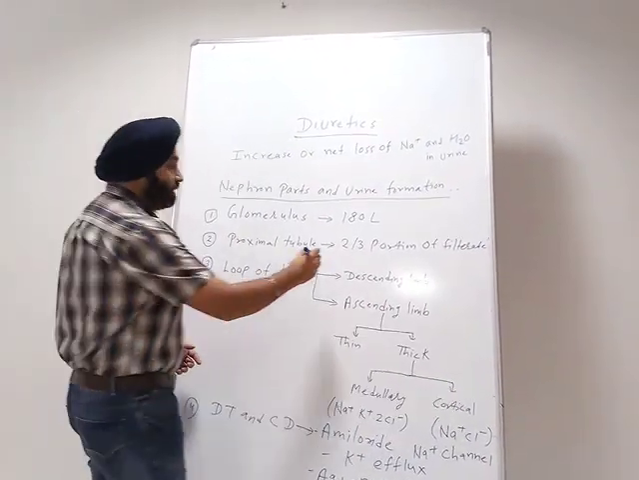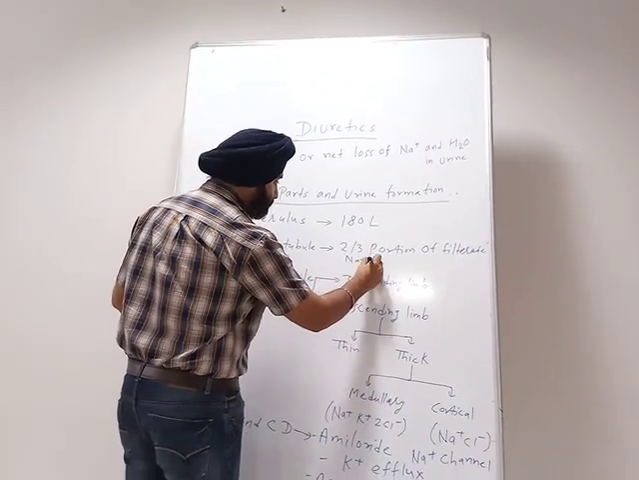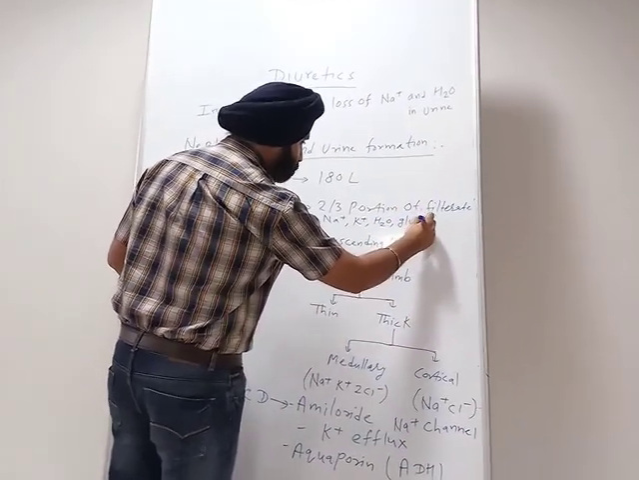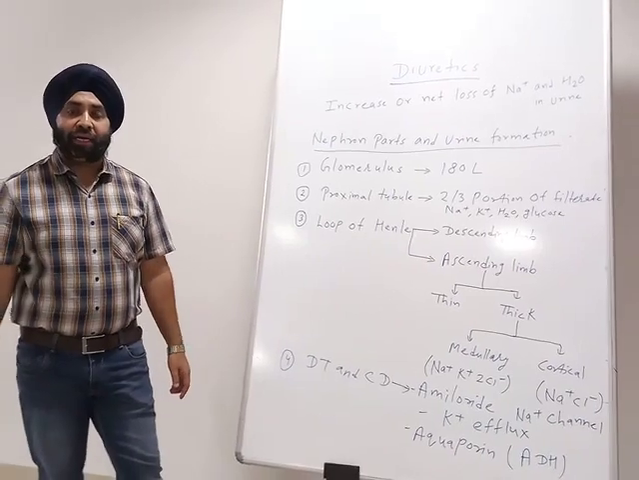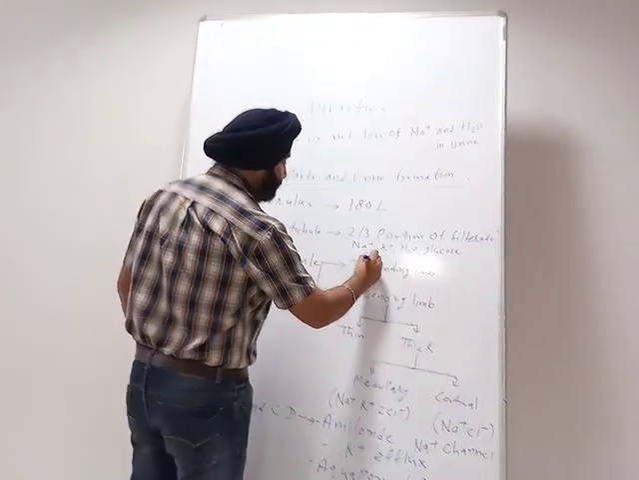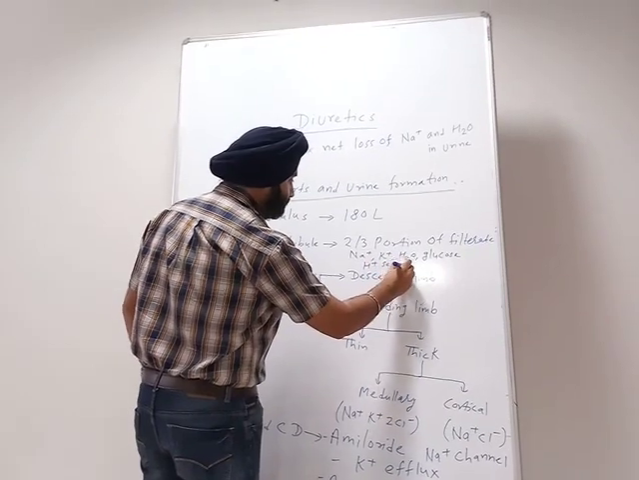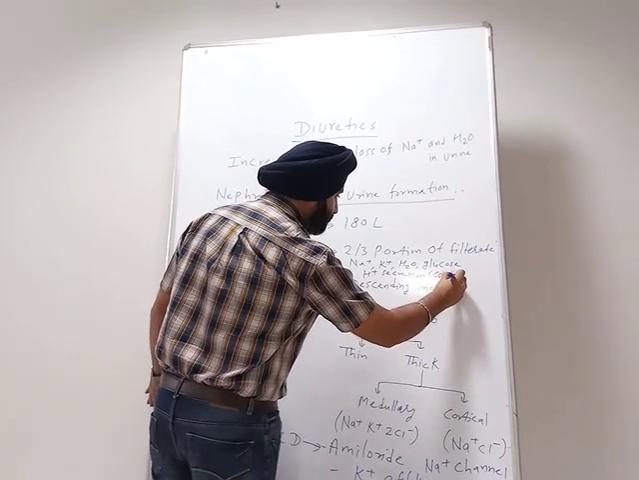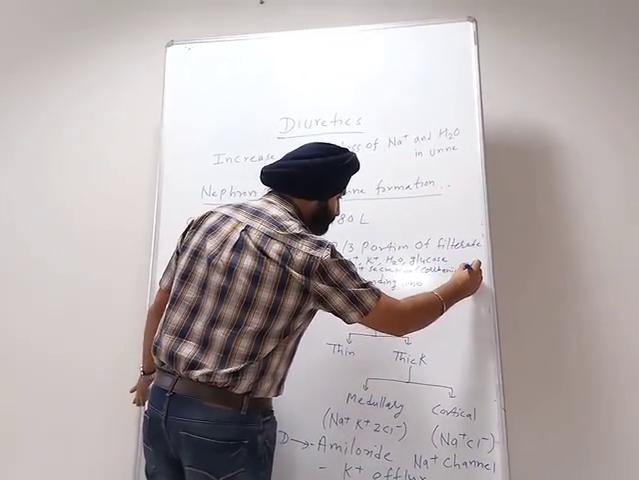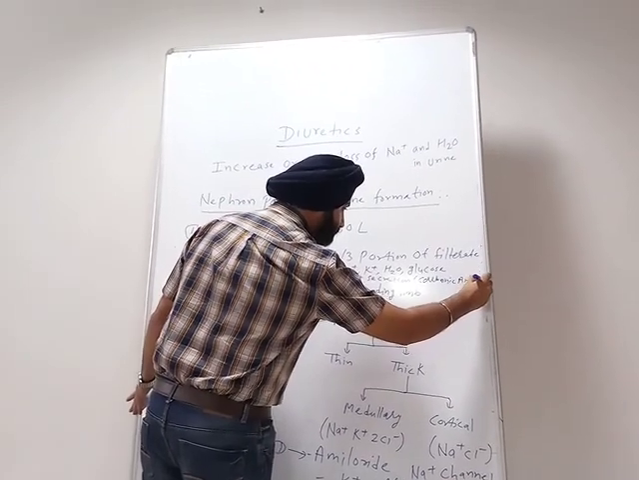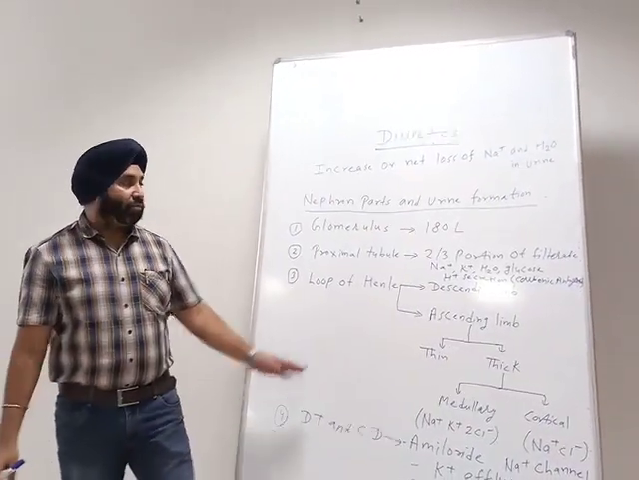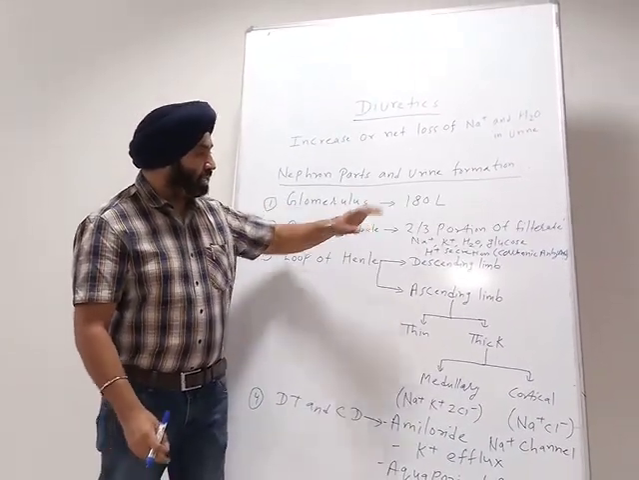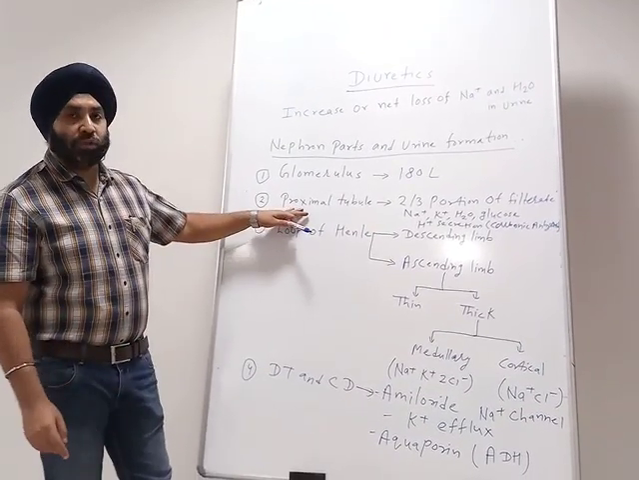In it, mostly sodium, potassium, water and glucose are reabsorbed. Only H plus is secreted. Secretion occurs with the help of carbonic anhydrase, and we will discuss later on how it occurs, but the 2/3 portion is reabsorbed in the proximal tubule.